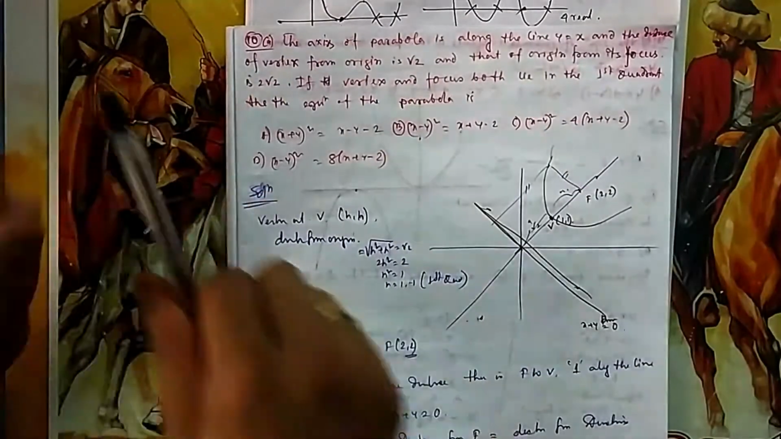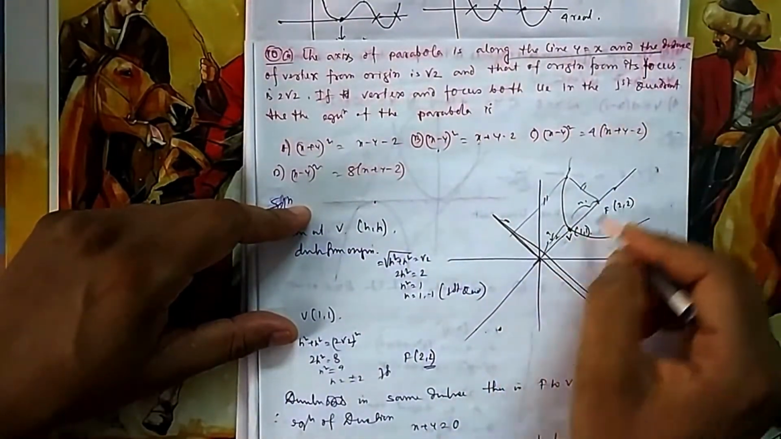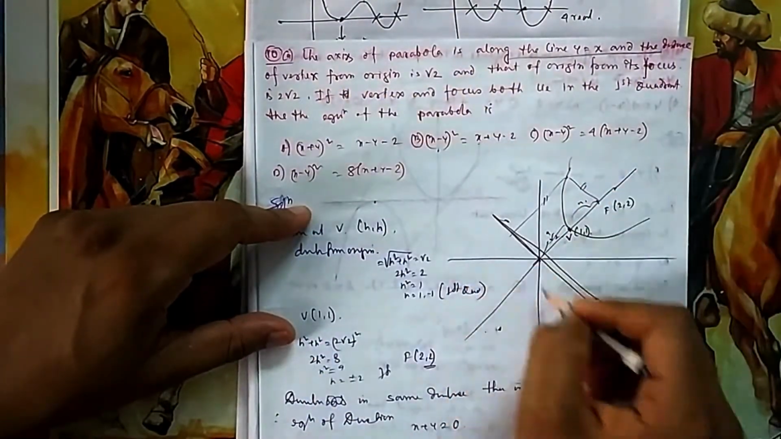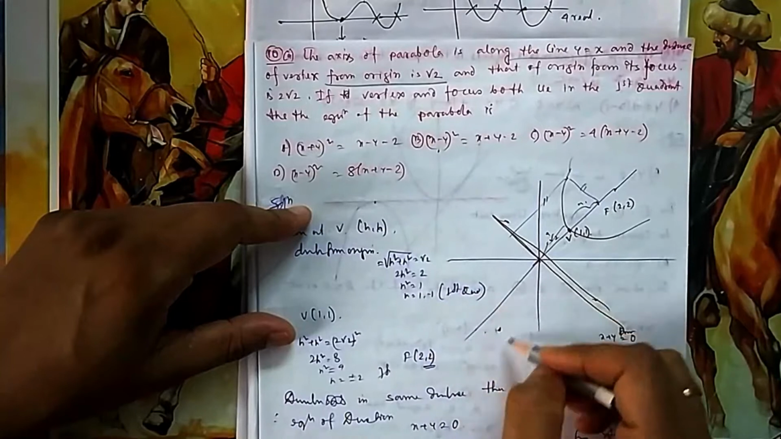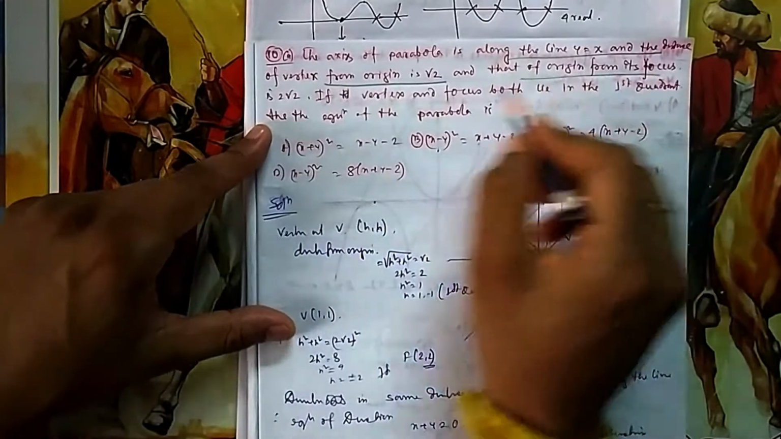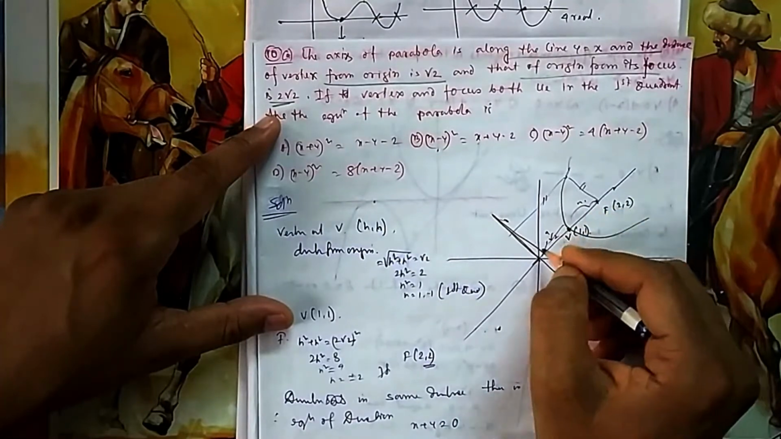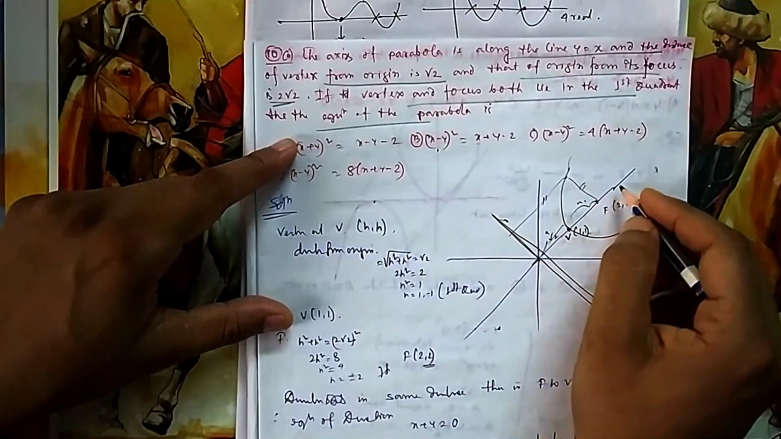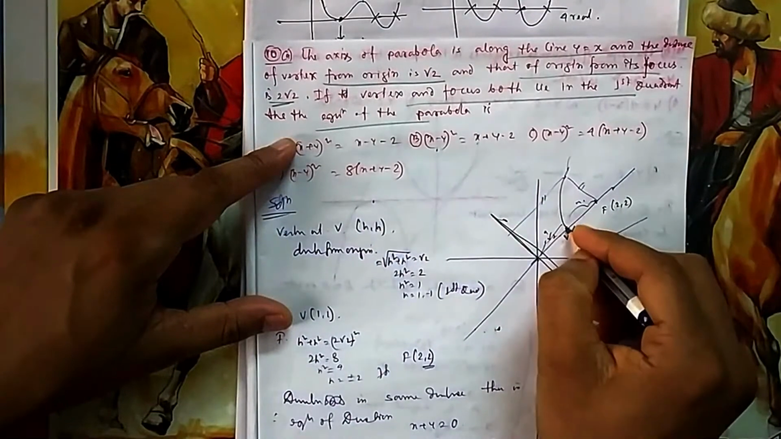Now if you come to question number 10a, what they are asking here: the axis of the parabola is along the line y equal to x. So you have a line y equal to x, so x is this. The distance of the vertex from the origin is root 2, so it can be this side also. And that from origin is root 2, and from the focus it is 2 root 2. From the vertex it is root 2, from the focus it is 2 root 2. If the vertex and focus both lie in the first quadrant, then this is so. If it is lying in the first quadrant, it is at a distance of root 2, so obviously it should open in this direction, because the vertex is here, the focus is far.